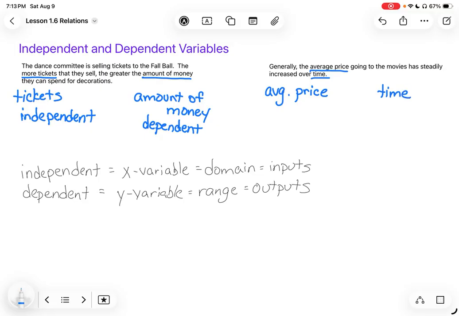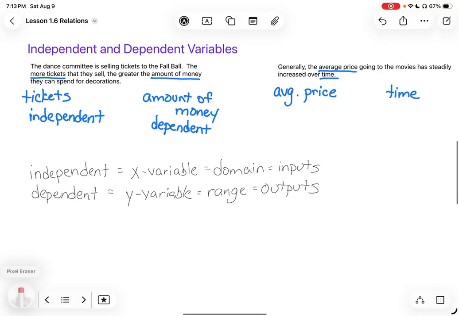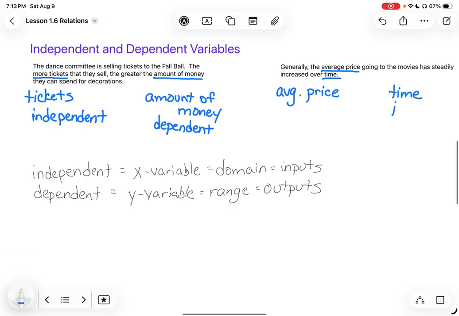So which one of these depends on the other one? I would say 99 times out of 100, when time is one of your variables, time is going to be independent. Generally, time doesn't depend on anything else. So the price of a movie ticket depends on how much time has passed. So the price depends on the amount of time that has passed. So time is independent and average price is dependent.